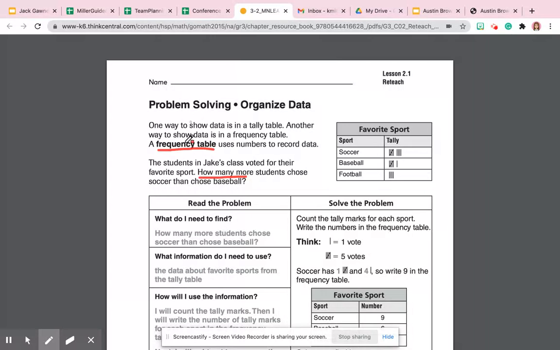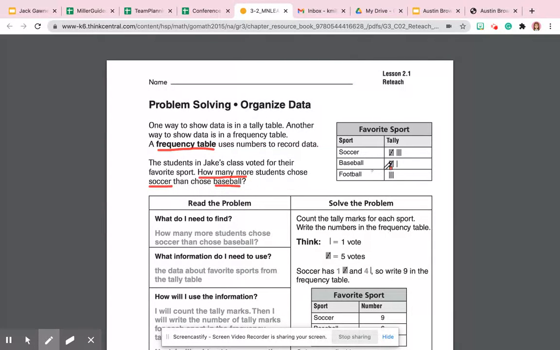So the key words to think about here are these words, how many more? Think about it. Does that tell you that you're doing addition, or does that tell you that you're doing subtraction? If I picture the anchor chart that I have in my classroom, I'm thinking that tells me that I have to do subtraction. So we're looking at the numbers for soccer and the numbers for baseball.